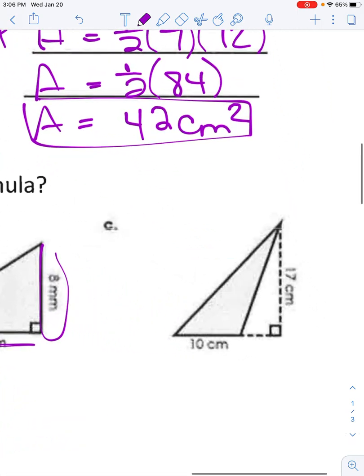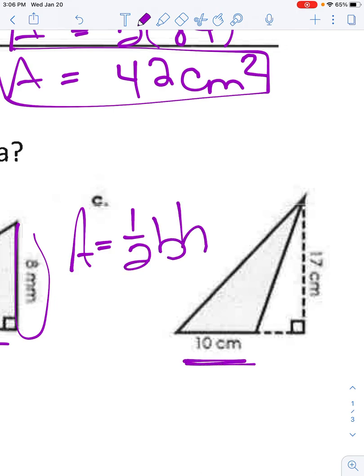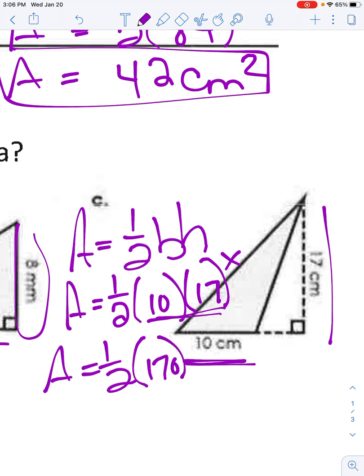Same thing for C. Okay, still a triangle. The base is what it's sitting on, 10. The height is straight up and down. We do not use a diagonal if it were to give it to us to try to mess us up. 10 base, height 17. I always do base times height first. 10 times 17 is 170.